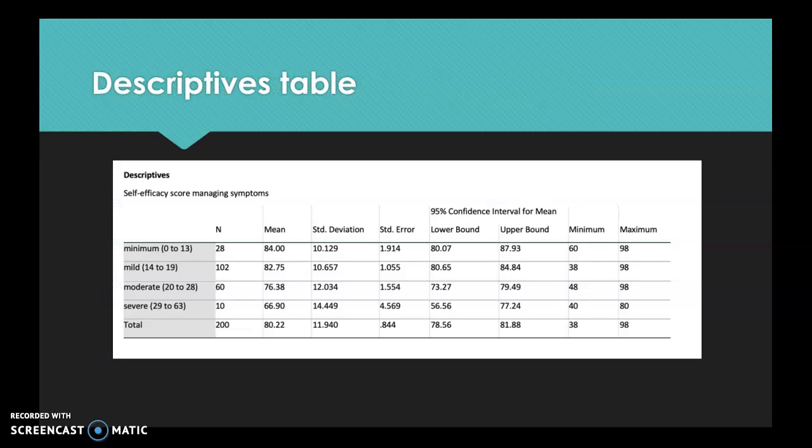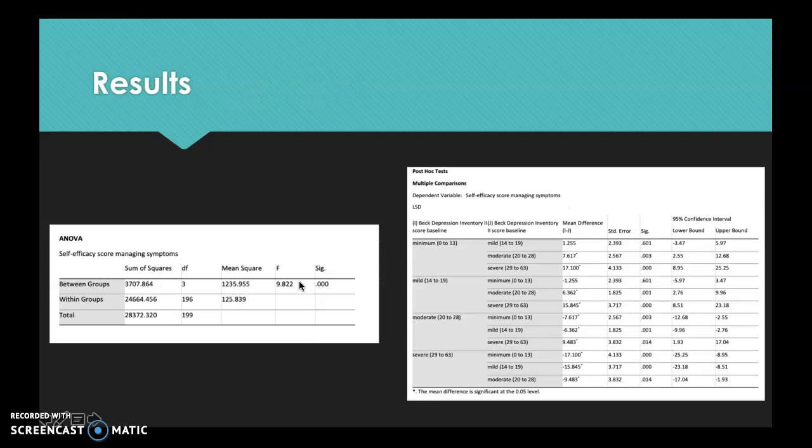Here is the descriptives table. As you can see, the mean self-efficacy score is listed for each level in the BDI. The results of the one-way ANOVA is on the left. The mean square of the between group and the within group are listed on the table, and that resulted in an F value of 9.822, which is higher than the critical value.